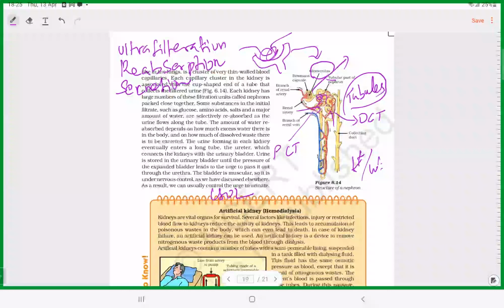So, there is another unit, you can see here, the loop of Henle. Ascending and descending. The one which goes down, descending, and then ascending. Here, concentration of urine occurs. Okay? Now, the concentrated urine is drained into the common collecting duct. Is it clear? You can see this is one nephron, this is one nephron, this is one nephron. This is common for all nephrons. Many nephrons are connected to this common collecting duct.